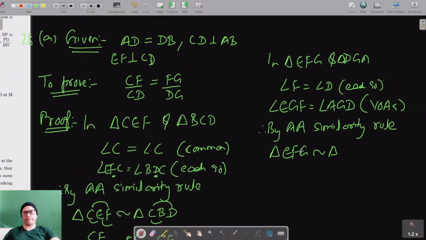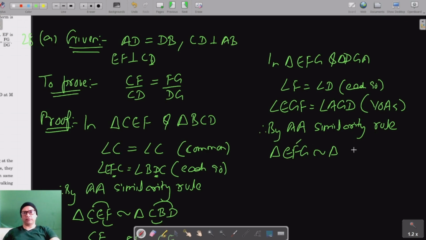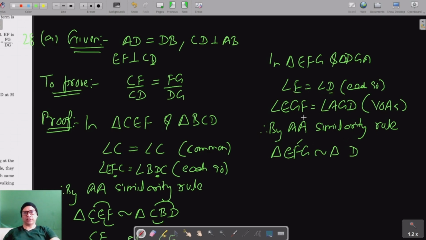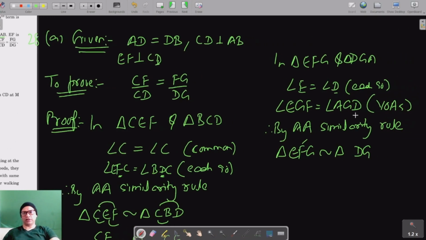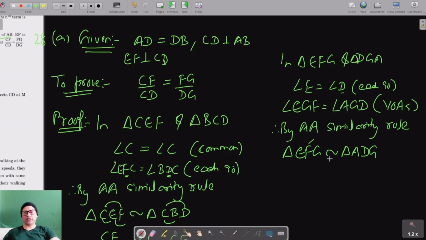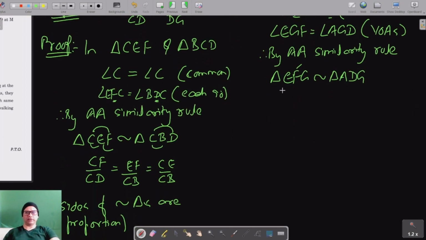Triangle EFG, let's write them in the symbolic form. So EFG and F is equal to D. So F and D, and the vertically opposite angles are G and D. So G and G, and for DGA we are left with A. And once these triangles are similar, let's write the sides in proportion. So this will be EF by AD. So EF by AD is equal to EG by AG. And so this is EF by AD and EG by AG and FG by AG.